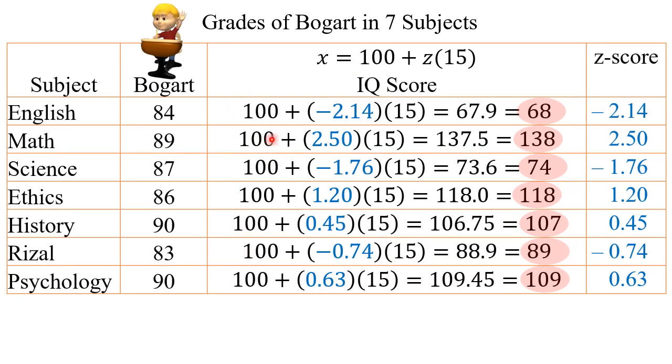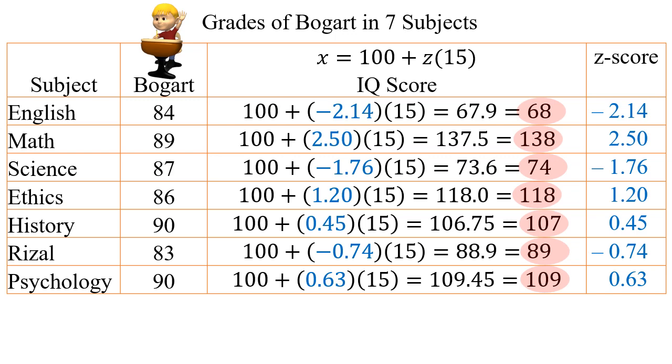So you notice these are all 100 plus the z-scores times the standard deviations. IQ scores, class, are typically whole numbers. And here we can see clearly that these are already the IQ scores. The higher the IQ score, the more intelligent you are, as they said. The lower the IQ score, I do not know, class, if you could consider it as idiot or moron, we do not know. Those are very derogatory terms. So these are already the IQ score equivalents of the grades of Bogart, from English down to psychology.